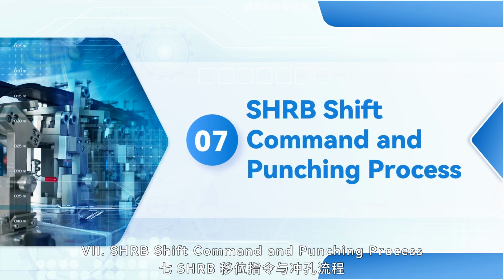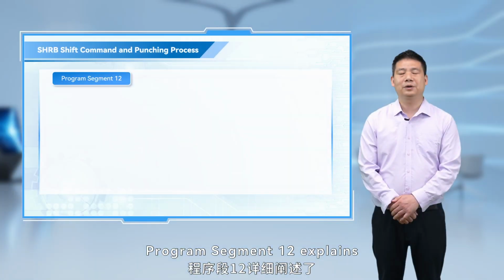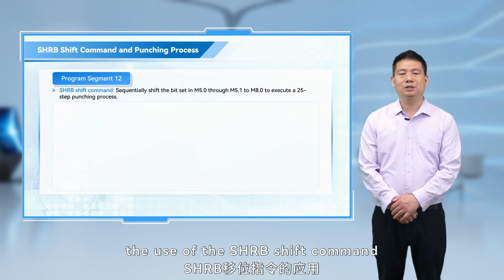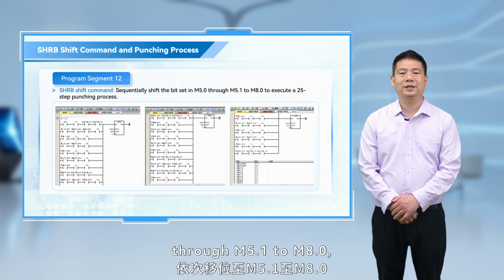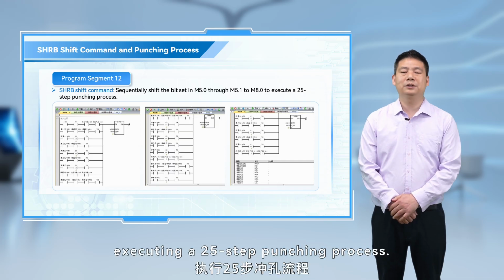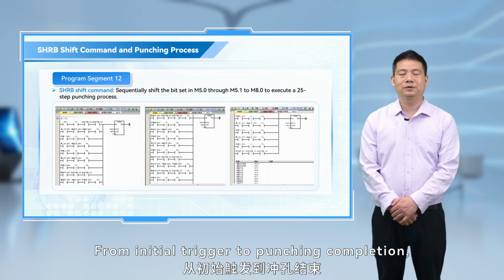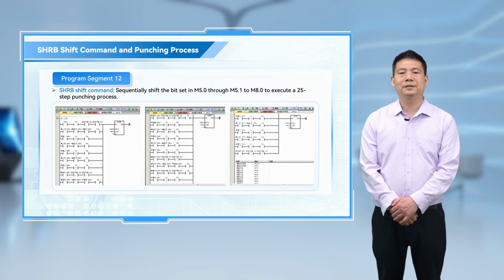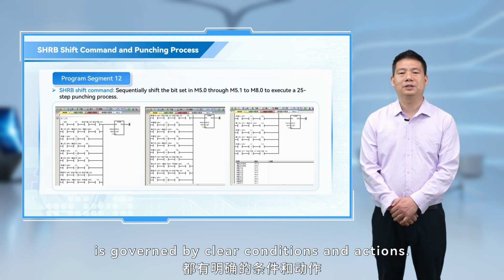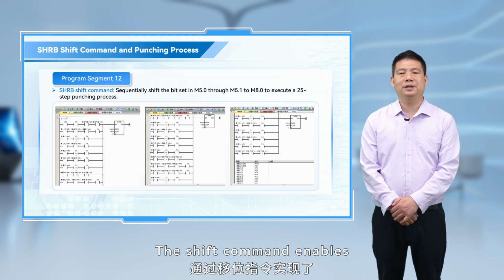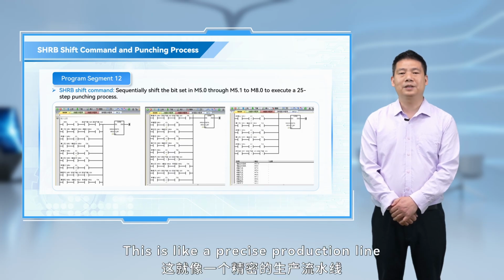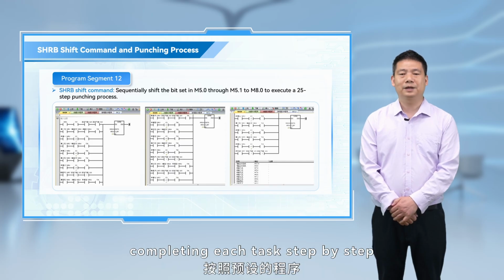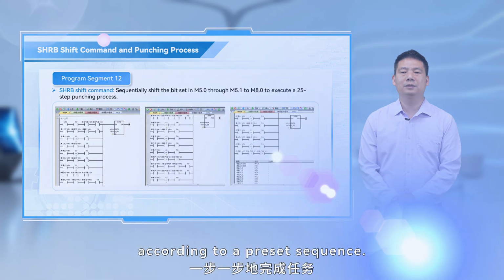7. SHRB shift command and punching process. Program segment 12 explains the use of the SHRB shift command to sequentially shift the bit set in M5.0 through M5.1 to M8.0, executing the 25-step punching process. From initial trigger to punching completion, each step is governed by clear conditions and actions. The shift command enables automatic control of the entire punching process. This is like a precise production line completing each task step by step according to a preset sequence.